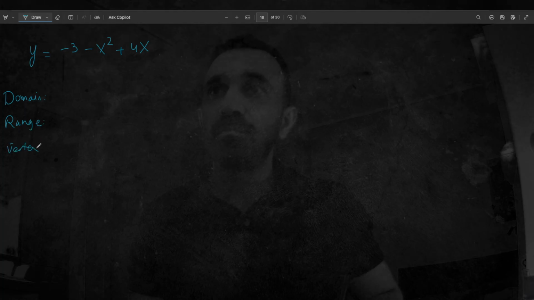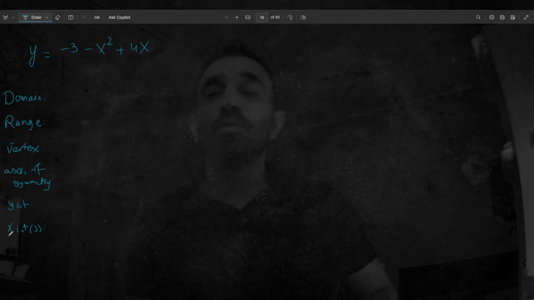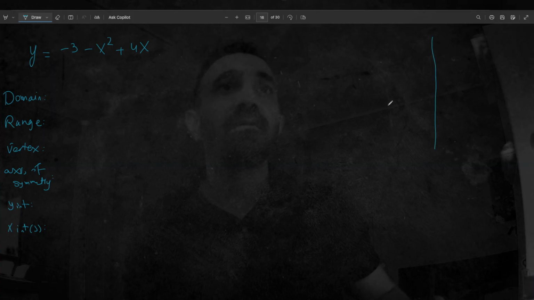vertex, axis of symmetry, you're going to go and find y-intercept and x-intercepts or x-intercept if there is any actually. Okay, that's it. We're going to go and find all of these features together: domain, range, vertex, axis of symmetry, y-intercept, and x-intercepts. Okay, and of course we want to graph the function at the end.